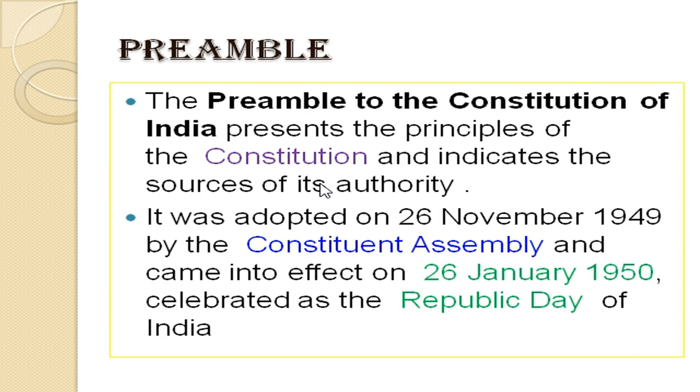So there was one assembly, the Constituent Assembly, in which there were a lot of people who made a committee to actually make this whole constitution. So it was basically adopted on 26th of November 1949, but it was not enforced at that particular time. By 26th January, when we celebrate our Republic Day, on that day it came into force, or you can say that it came into effect. This is what the preamble is all about.